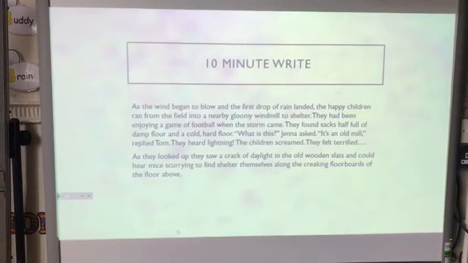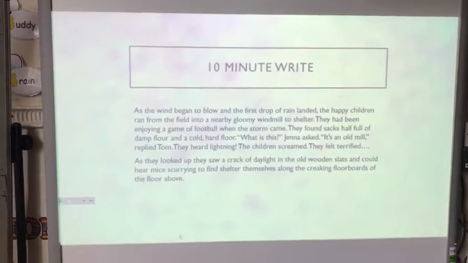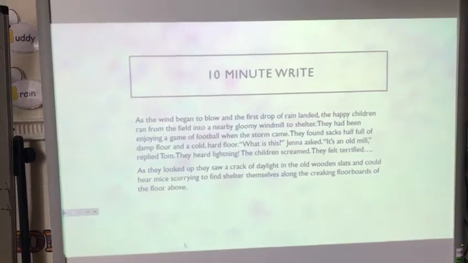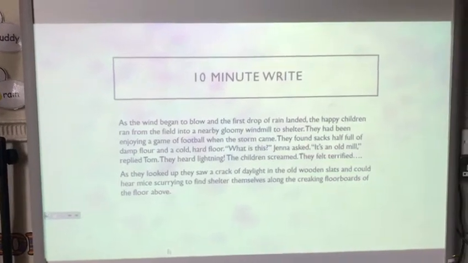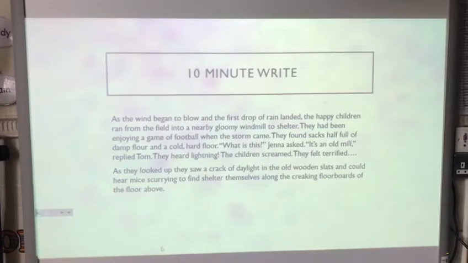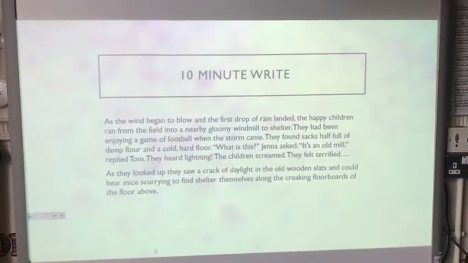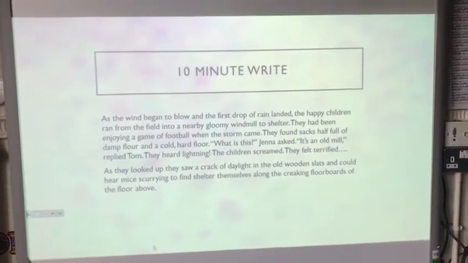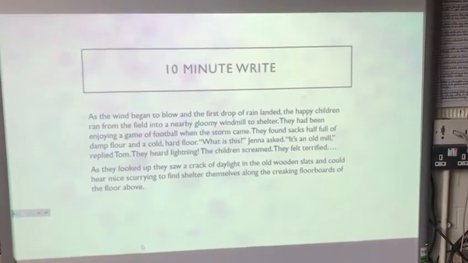As the wind began to blow and the first drop of rain landed, the happy children ran from the field into a nearby gloomy windmill to shelter. They'd been enjoying a game of football when the storm came. They found sacks half full of damp flour and a cold, hard floor. "What is this?" Jenna asked. "It's an old mill," replied Tom. They heard lightning. The children screamed. They felt terrified. As they looked up, they saw a crack of daylight in the old wooden slats and could hear mice scurrying to find shelter themselves along the creaking floorboards of the floor above.